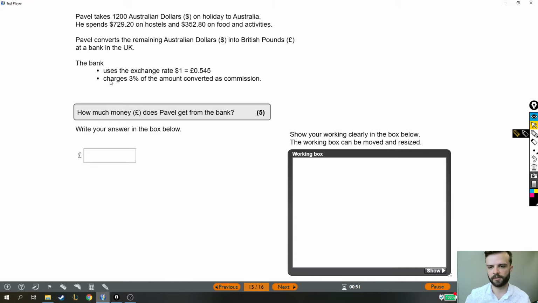So just to explain this 3% thing, it says it charges 3% of the amount converted as commission. That just means the bank charges you 3% for using their services. So he's going to have to pay the bank 3% just for the privilege of using their conversion.